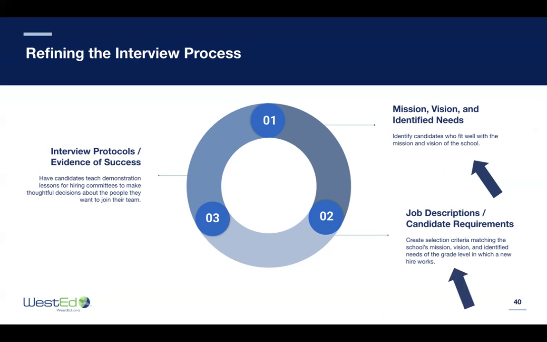Create selection criteria matching the school's mission, vision, and identified needs of the grade level in which a new hire works. A well-crafted job description that aligns with the school's mission, vision, and the specific needs of the grade level ensures you attract candidates who possess the qualifications, skills, and mindset necessary to meet the unique challenges of the position. It's essential for aligning new hires with the immediate goals of the school and the long-term strategic plan.